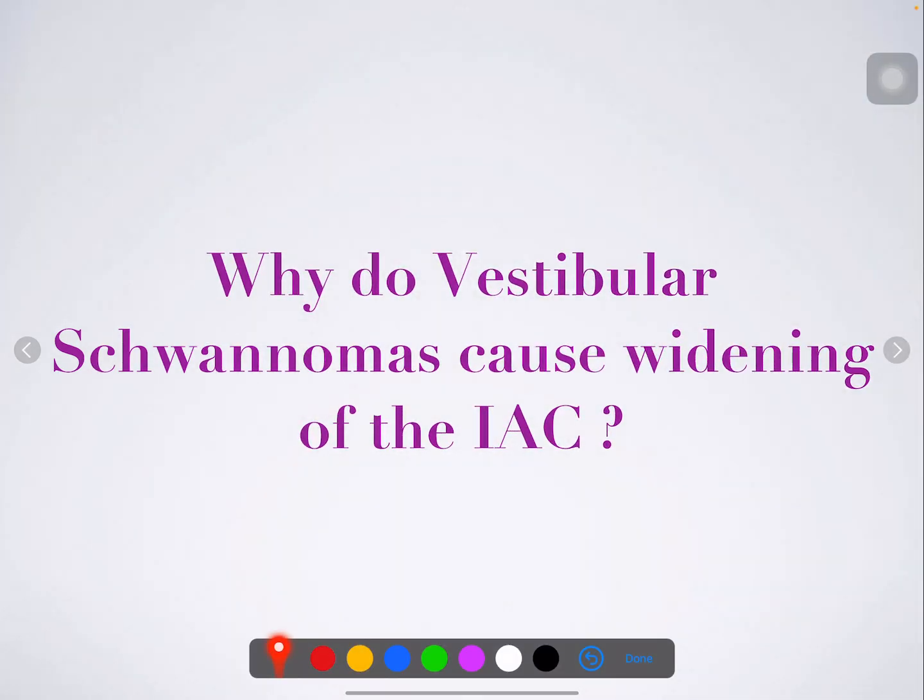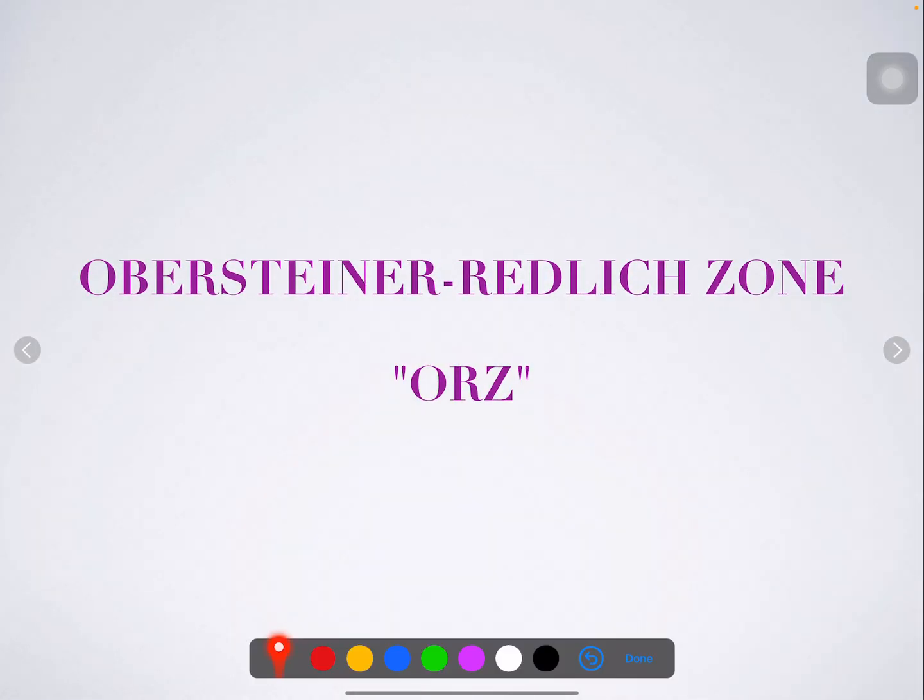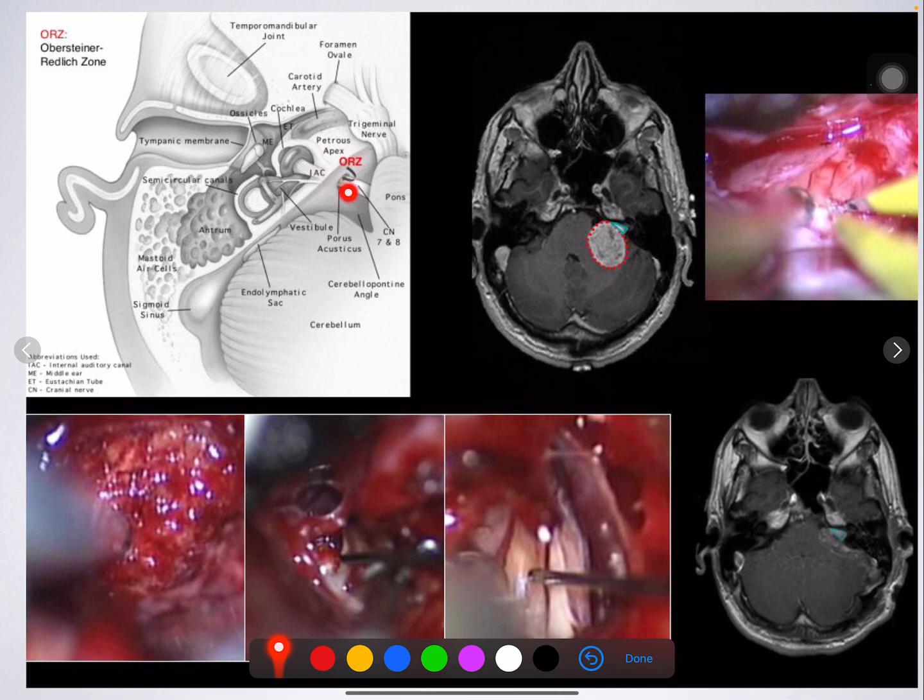Now, if you've heard before about vestibular schwannomas, they tell you to look at the internal acoustic meatus, the internal acoustic canal: is it widened or not? So why do vestibular schwannomas cause widening of the internal acoustic canal, or internal auditory canal, or meatus? The reason is the Obersteiner-Redlich zone. What is this? The Obersteiner-Redlich zone is basically the area where the central myelin is transformed into peripheral myelin. And this area is about 11 to 12 millimeters from the brainstem, and it is inside the internal acoustic canal.